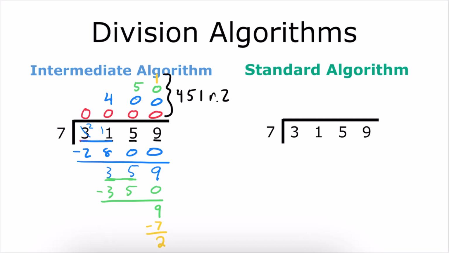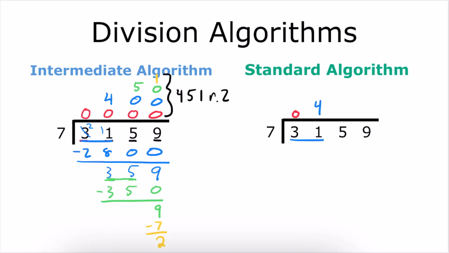The standard algorithm is very similar. You just cut out a couple parts that aren't necessary to write. So when you say that you have 3 thousands and you can't split them up into 7 groups, you just put a little 0 here. Then you say, okay, if I take those 3 thousands and convert them into hundreds and I have 31 hundreds, again, I can put 4 hundreds in each group.